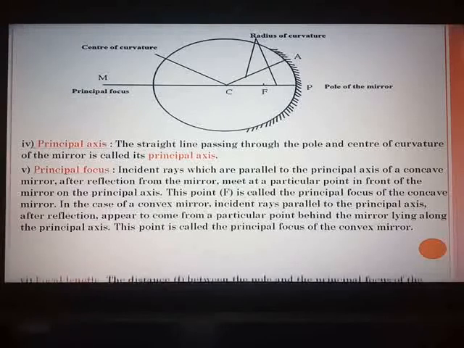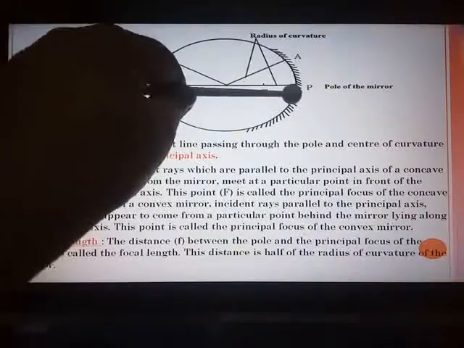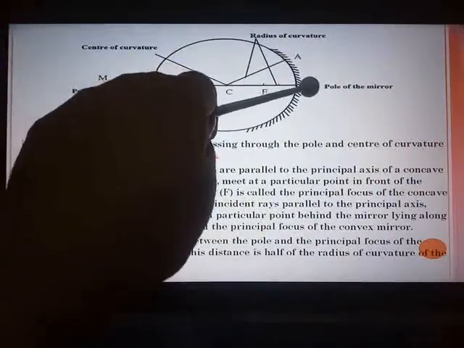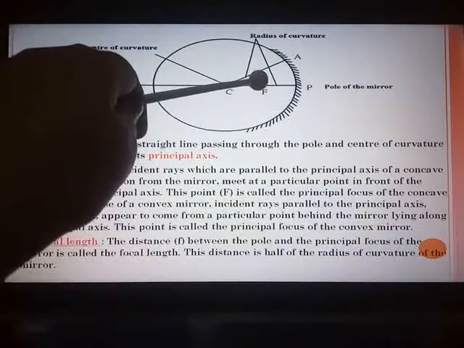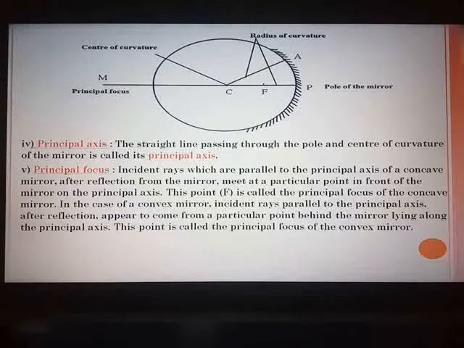And last, very simple, is focal length. The distance between the pole and the principal focus of the mirror is called the focal length, and this distance is half of the radius of curvature of the mirror. So these are the different terms which we have studied related to spherical mirrors.